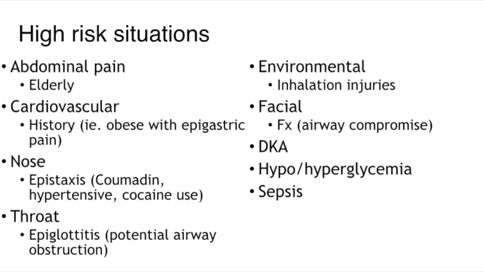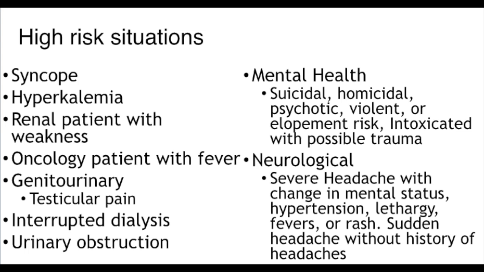Other general medical complaints that should be considered high risk are a patient that you suspect may be in DKA, perhaps hypo or hyperglycemic, or if they meet sepsis criteria, then they should be an ESI 2. Some more high-risk situations: let's say a patient comes in complaining of fainting or passing out or feeling like they had a temporary loss of consciousness. They should be a high-risk situation, rule out syncope, and brought into a room for evaluation.